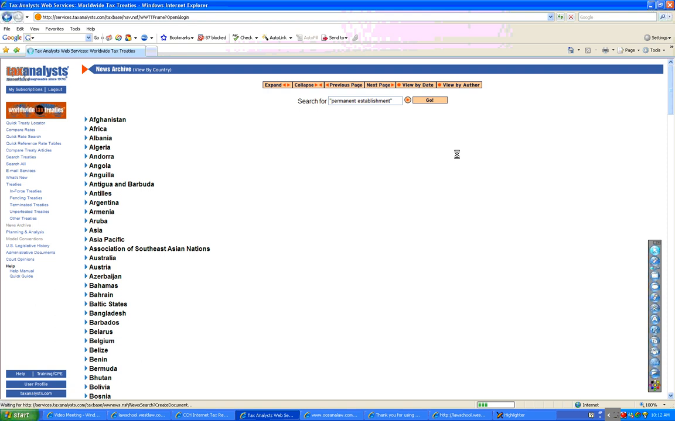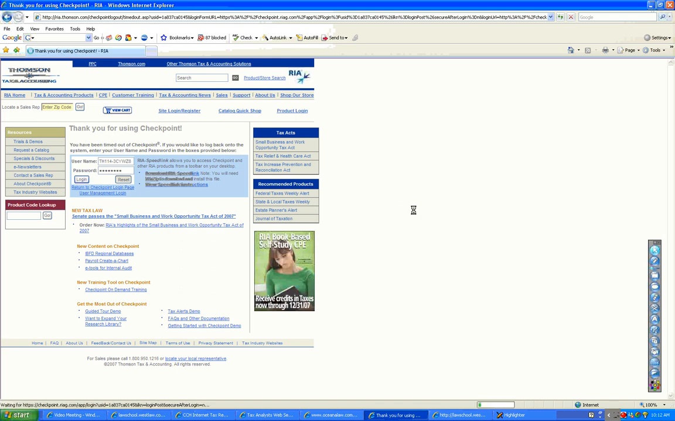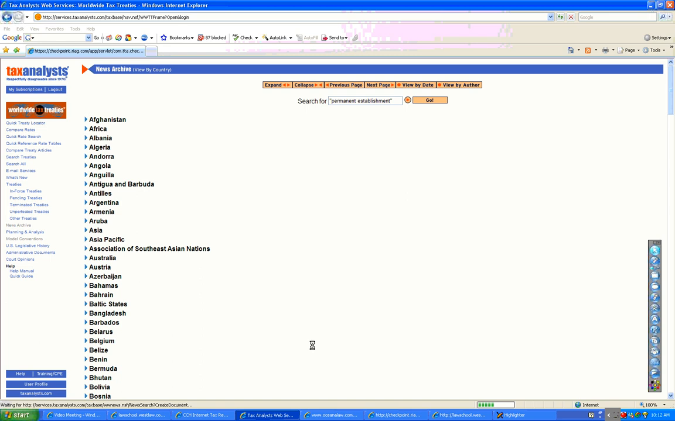Now, while that's processing, I could go to checkpoint, except my checkpoint expired. Let's see. I have to guess my password. I'm going to guess it's TGSL 1234. Reset. No. Seemingly correct. See if tax analyst has finished searching. No, tax analyst is searching. So back to my checkpoint.